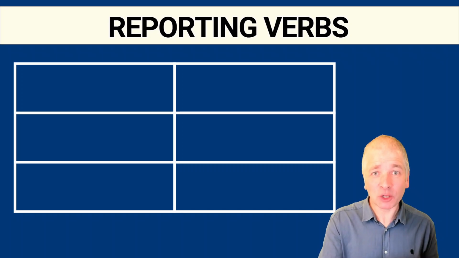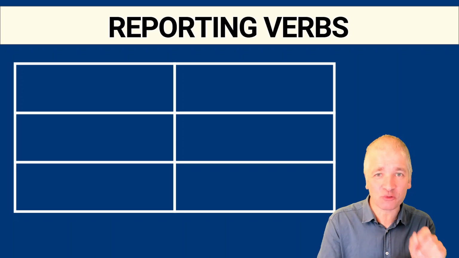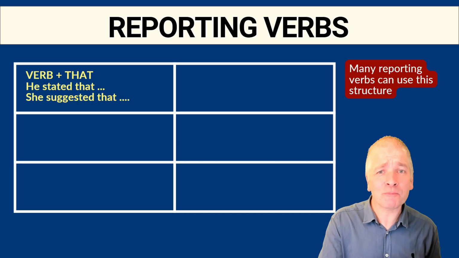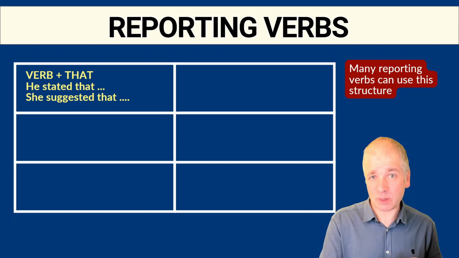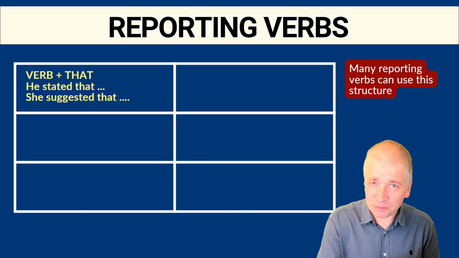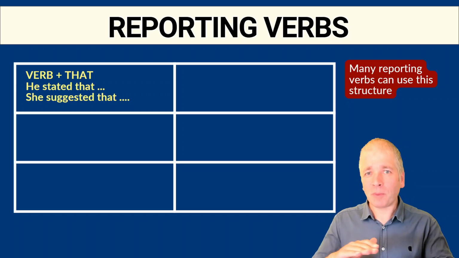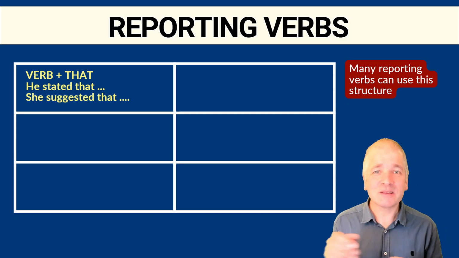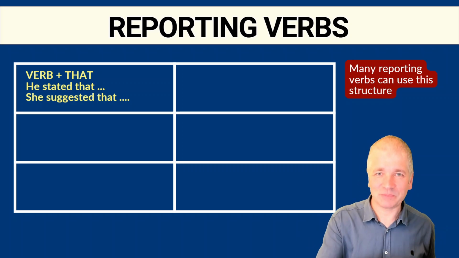At a C1 level, you also need to be aware that there are different grammatical structures when you use reporting verbs. The most common is probably verb followed by that, and many reporting verbs can use this structure. So examples could be, he stated that, or she suggested that, followed by the clause that comes after that. After that, where the dots are, simply add in what the person said or what the person found out.